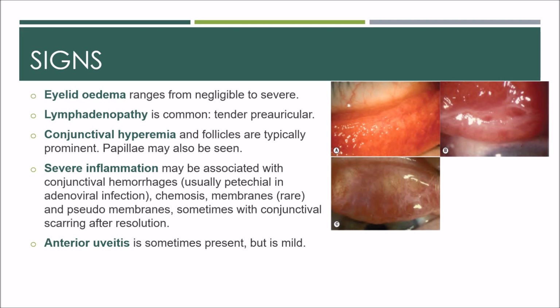Severe inflammation may be associated with conjunctival hemorrhages, usually petechial in adenoviral infection, and chemosis. Membranes are rare, but pseudomembranes, sometimes with conjunctival scarring after resolution, might appear.